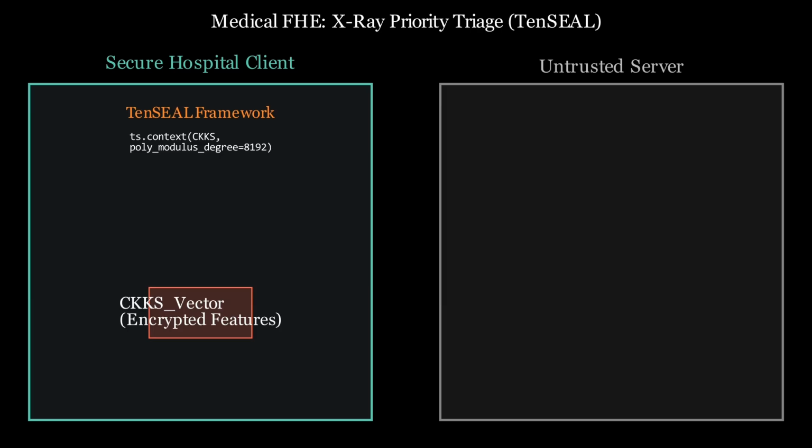Simultaneously, a carefully calibrated layer of cryptographic noise, based on the ring learning with errors assumption, is injected directly into the data. The output is a highly secure, encrypted tensor known as a CKKS vector. The patient's sensitive medical data is now completely obfuscated, locked behind an impenetrable mathematical vault.